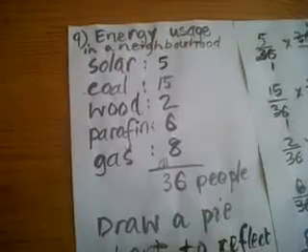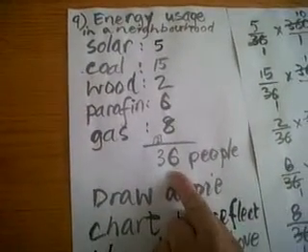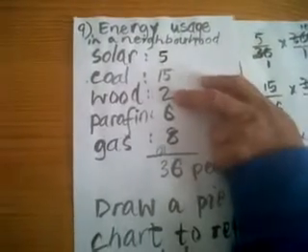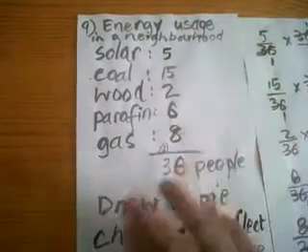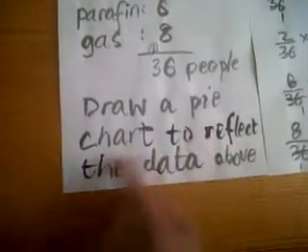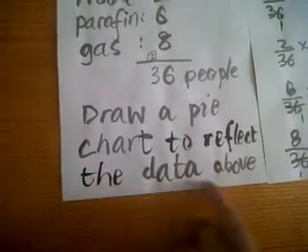This is energy usage in a neighborhood. How many people stay in the neighborhood? There's 36 people. 5 use solar, 15 use coal, 2 use wood, 6 use paraffin, and 8 use gas. Now, let's draw a pie chart to show the data above.